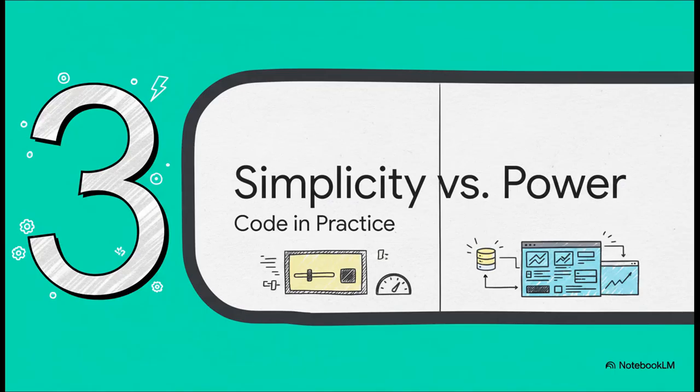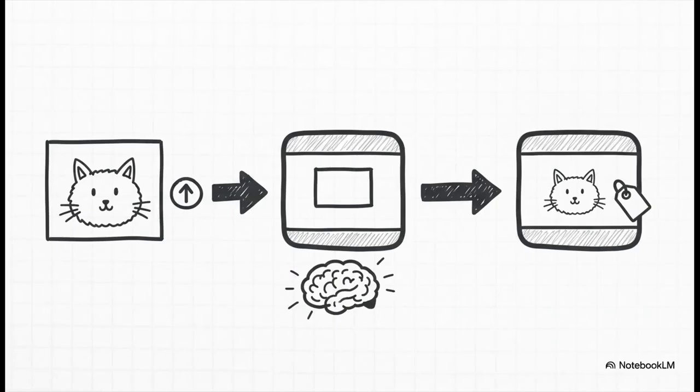You know, talk is cheap. The code, well, the code tells the real story. So let's take a look at what it actually takes to build a simple UI with both of these frameworks. This is where you can really feel the difference in their philosophies. We're going to use a super classic task for this. We're just going to create a simple interface where a user can upload an image and get a classification back. Think of it as the hello world for machine learning demos.